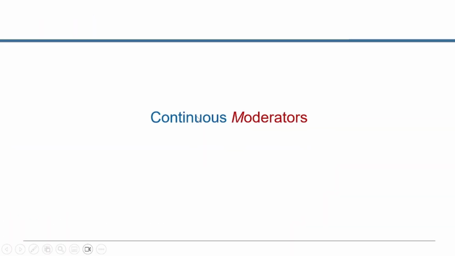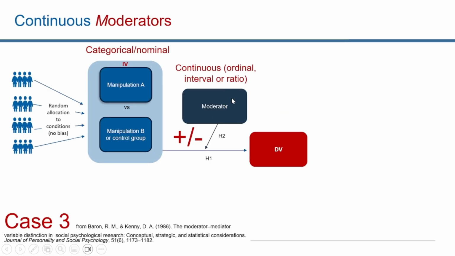Now, let's talk about more complex situations where we have continuous moderators. Continuous moderators, as the name suggests, have different levels of measurement. It can be ordinal, interval, or ratio.